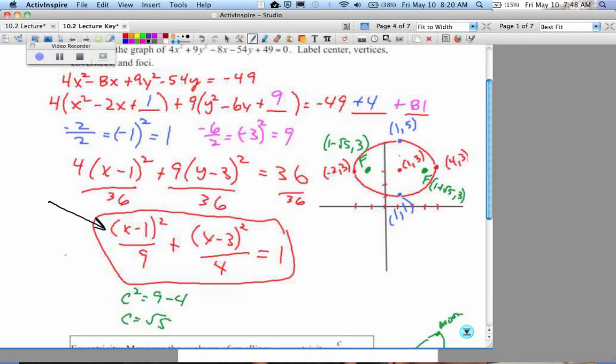Now, when you do the focus, this is probably the one time I don't worry too much about you reducing or simplifying the radical. I think the easiest thing is when you find your C value is the square root of 5, you add it or subtract it to the x of the center. Notice how I wrote it: 1 plus the square root of 5 and 1 minus the square root of 5. If you went to the decimal, I would understand in this case, but that's the easiest. You don't have to do any work. You just do 1 plus it, 1 minus it.